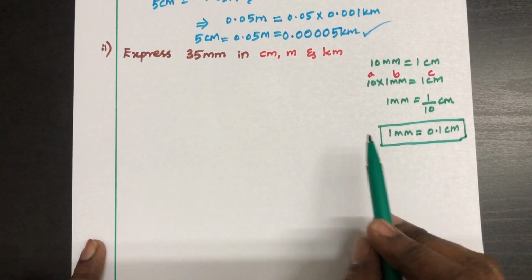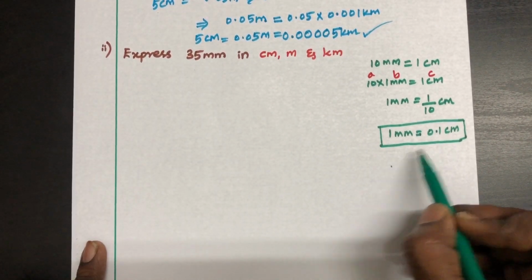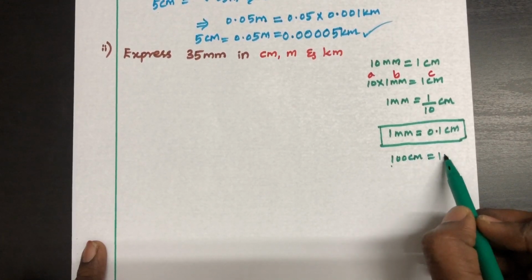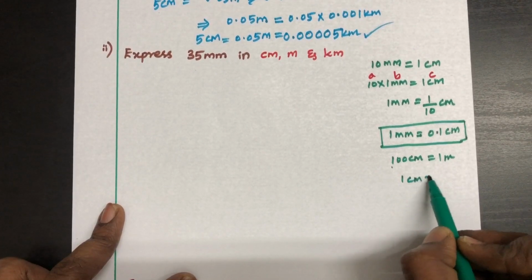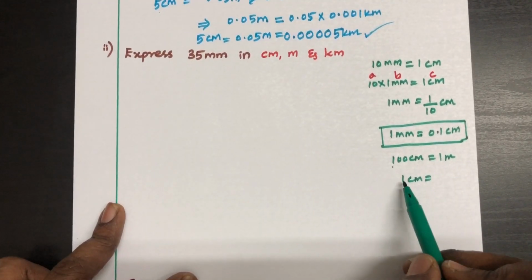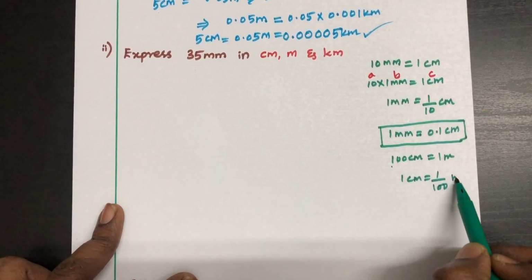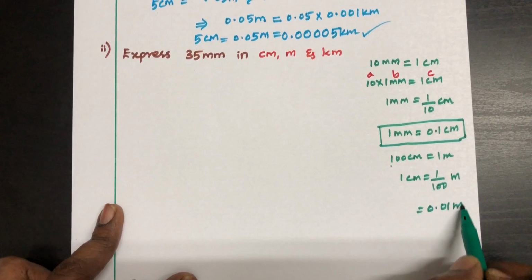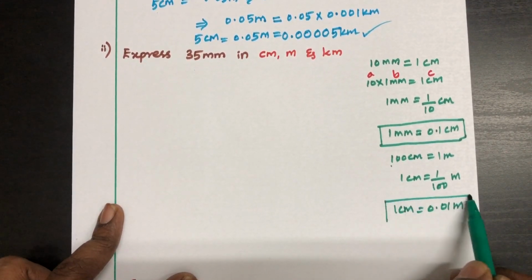Now 100 centimeter is equal to 1 meter, right? So 1 centimeter is equal to, directly we can do, this 100 will come down, that's all. 1 by 100 meter. This is equal to 0.01 meter. 1 centimeter is equal to 0.01 meter. This is the conversion.